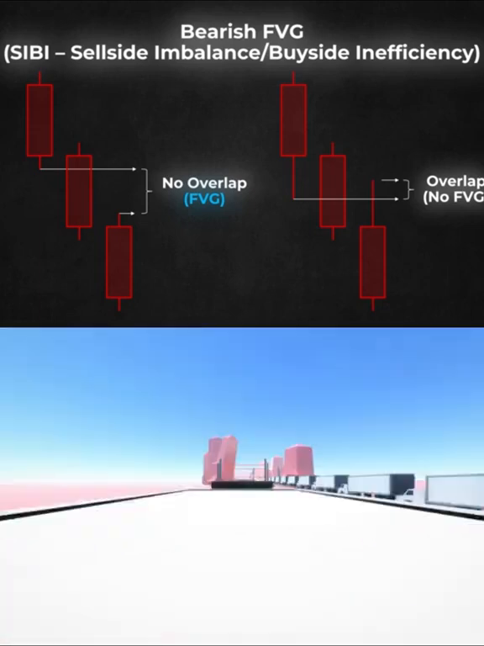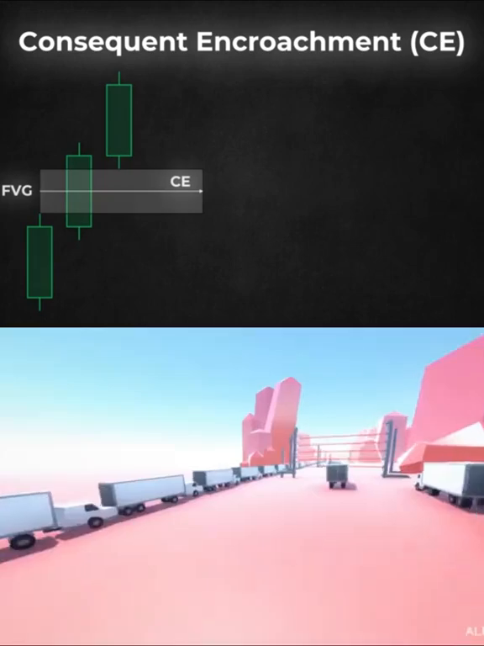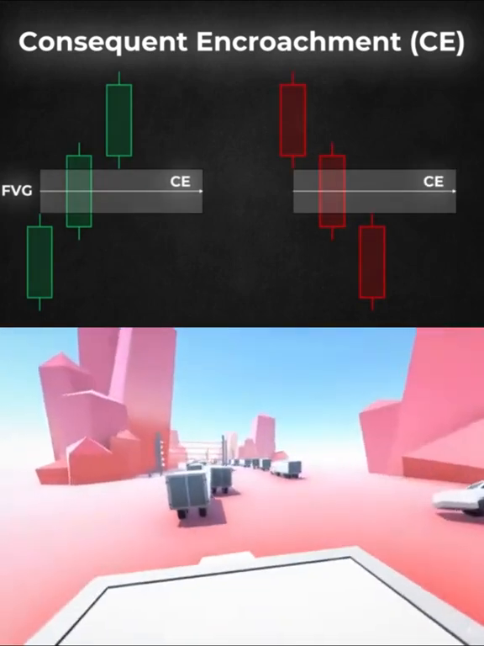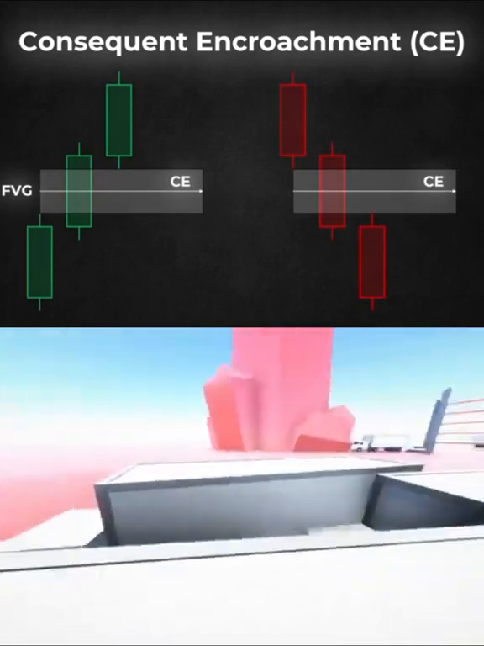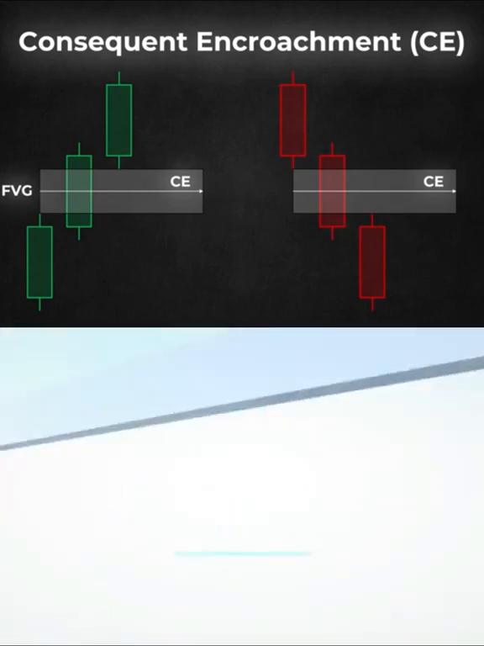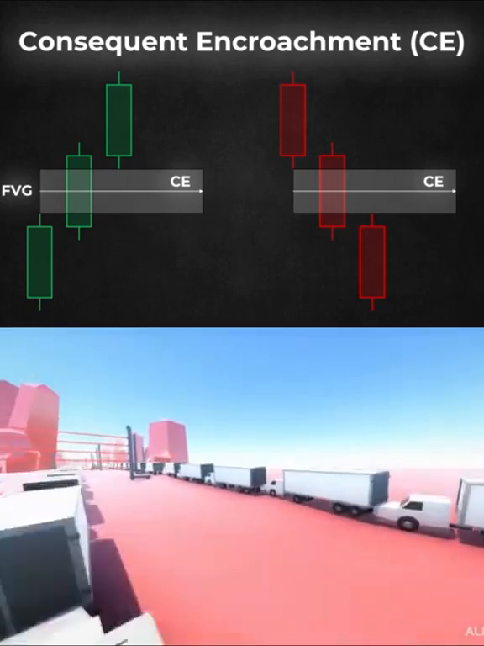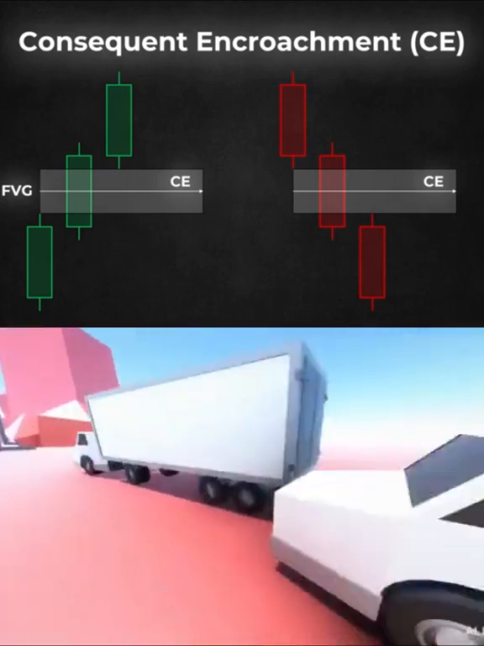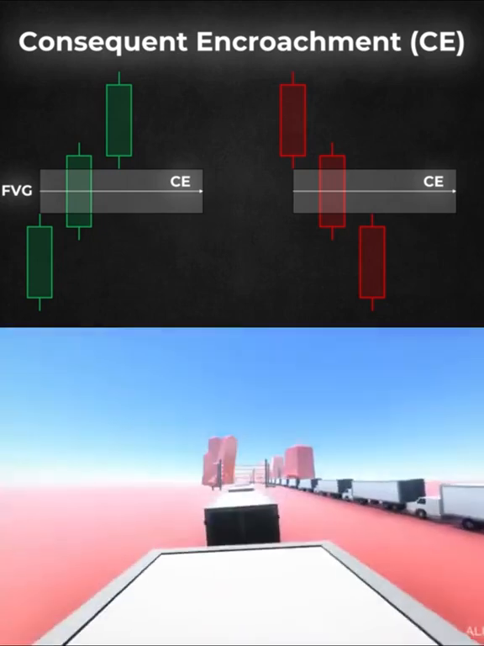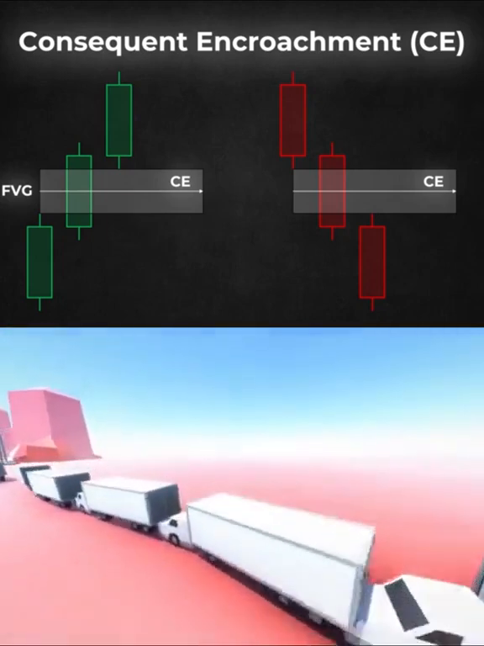Another important detail about fair value gaps is the idea of consequent encroachment, which is simply a fancy expression that means the midpoint of the fair value gap or the 50% retracement of the gap. Fair value gaps can be used as zones of support and resistance. As is the case with many other types of support and resistance, it's important to pay attention to how price reacts to fair value gap limits and the consequent encroachment line.